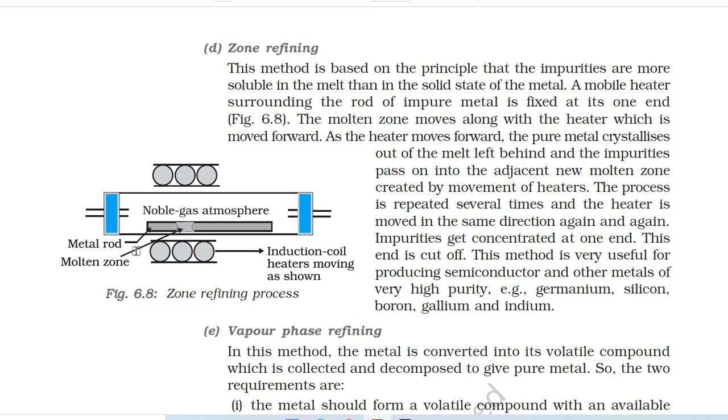The process is repeated several times and the heater is moved in the same direction again and again. Impurities get concentrated at one end. This end is cut off. This method is very useful for producing semiconductors and other metals of very high purity, for example, germanium, silicon, boron, gallium and indium.